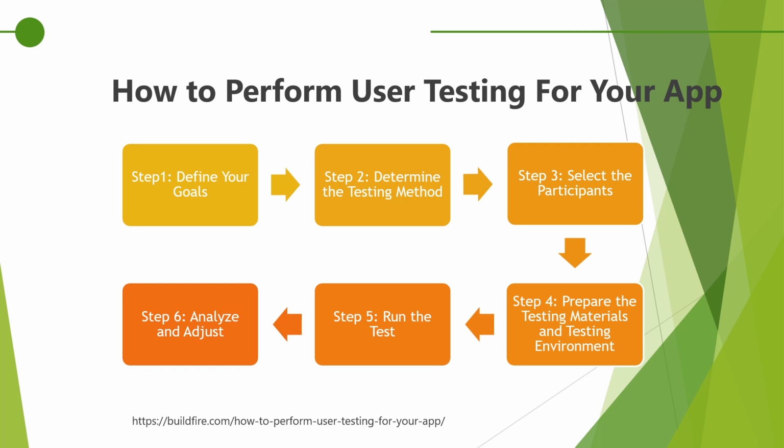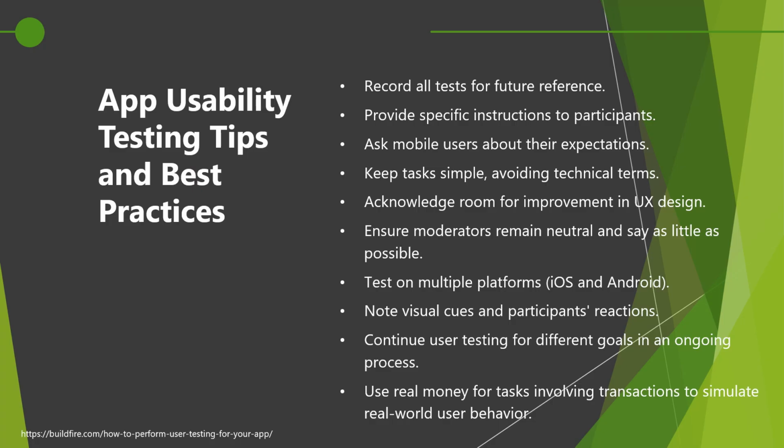And then step 6 is to analyze and adjust. You want to analyze the results of your user testing, identifying those common problems, those friction points. And then gather the participants' feedback and analyze it. And then you want to consider measurable data such as the time taken to complete the task. That's going to supplement your qualitative feedback. And then develop an action plan with the team to improve the app's UI and UX based on the findings.